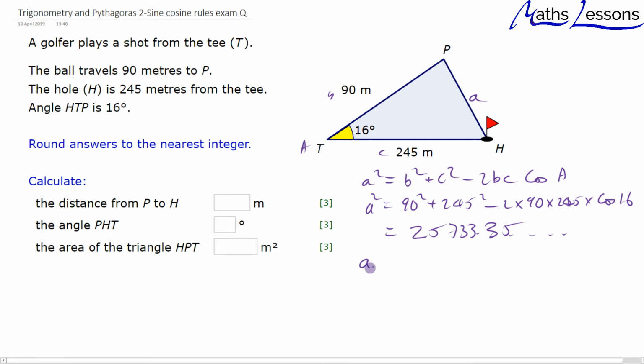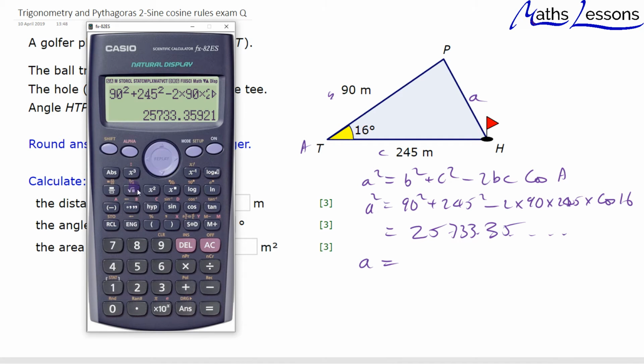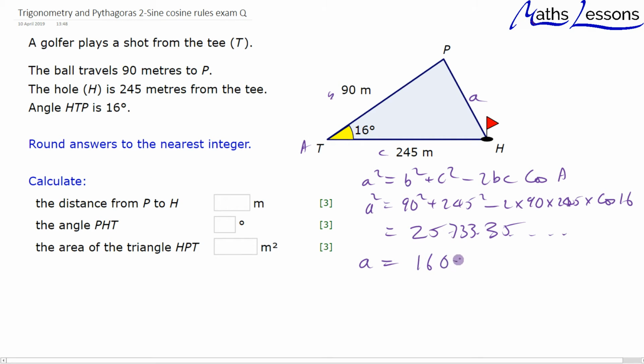And then we're going to square root that. Grab a calculator again, and we're going to square root the answer, not twice. And we get 160.41. So our answer to the nearest integer is going to be 160 meters.